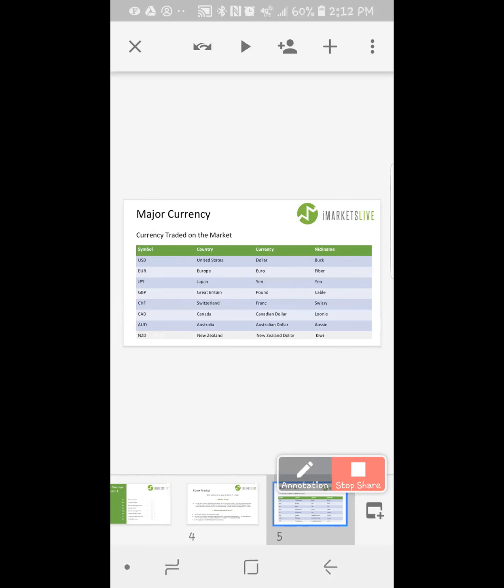Here are the major currencies. Now, what I do a lot is I'll take screenshots when training is going on just so I can have something to reference. So if you guys want to do that, you absolutely can. That's just something I personally do. But on the left, you see the symbol. Next to that, you see what country that symbol represents. Then you'll see the currency and the nickname.